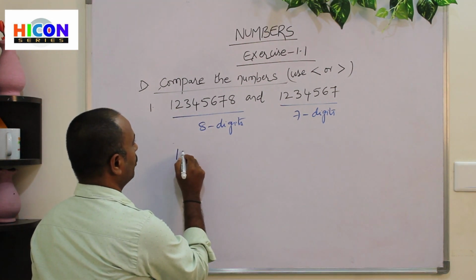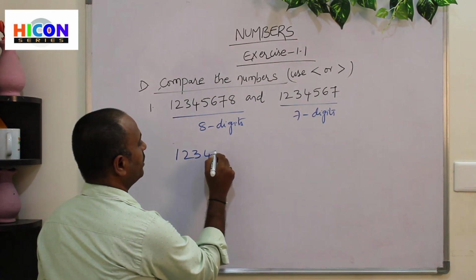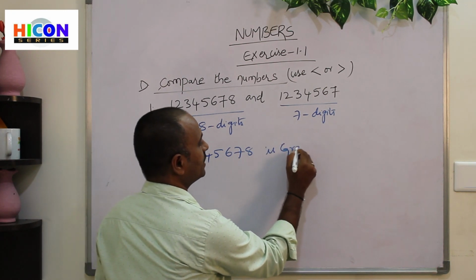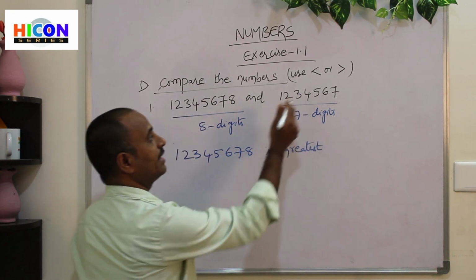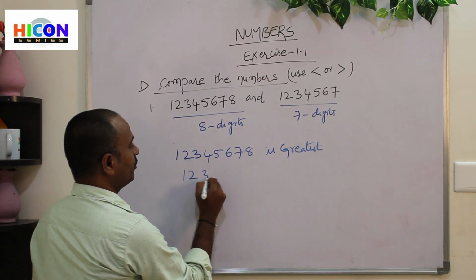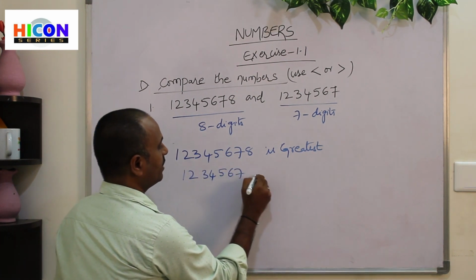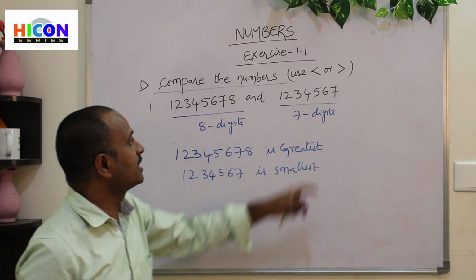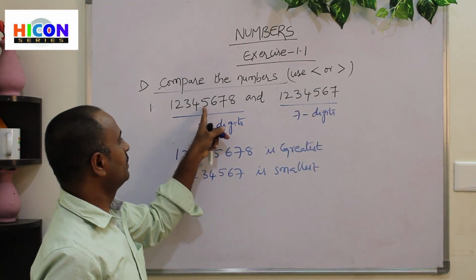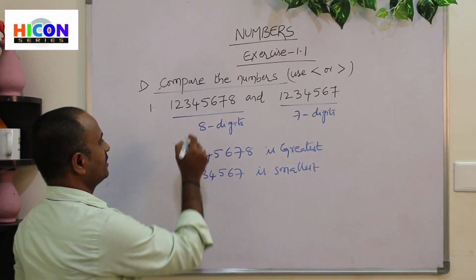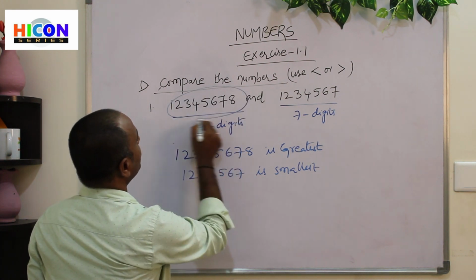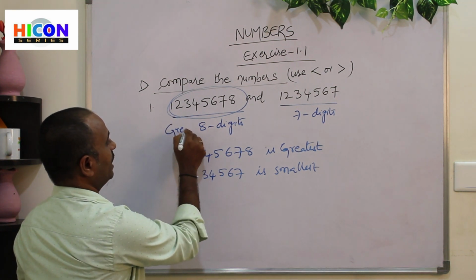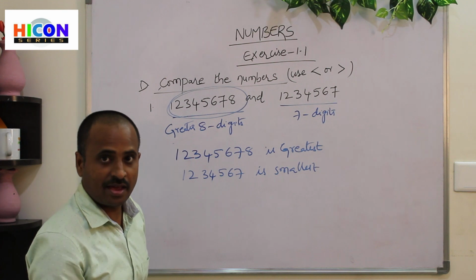That means 1 crore 23 lakhs 45,678 is the greatest number, and the number 12 lakhs 34,567 is the smallest number. So now we have to use the symbol less than or greater than. So which symbol can be used among these two numbers? Since the first number is the greater number, we have to use the symbol greater than.